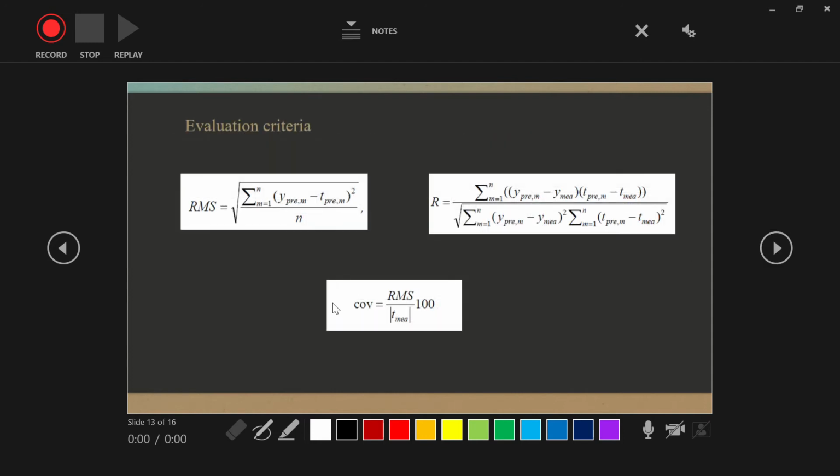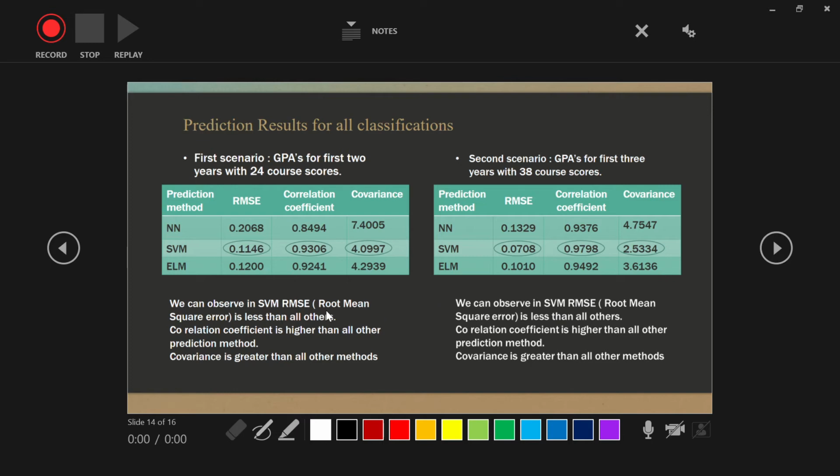For the mathematical calculations of this model, we need to calculate the root mean square error, covariance, and correlation coefficient. When we place these into the table, we can see that in the first scenario, SVM has the least root mean square error, the highest correlation coefficient, and the least covariance. It says that SVM is a better prediction method than NN and ELM.